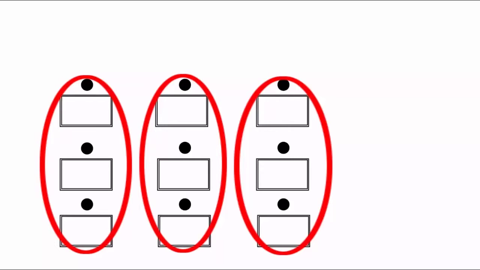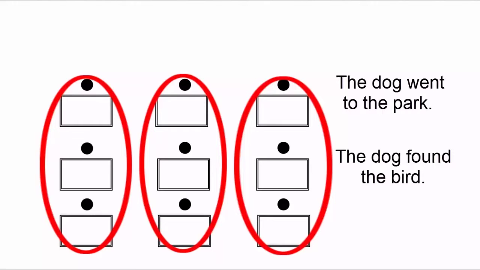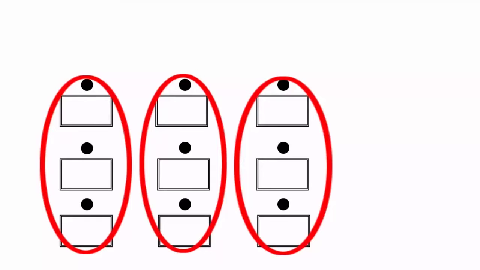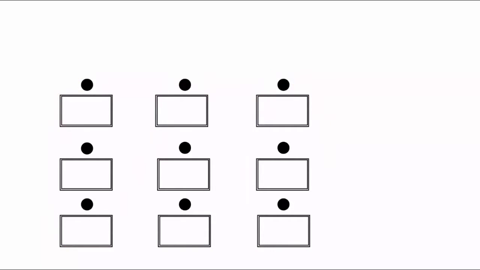And what I'll do is I will have three sentences in my head, such as the dog went to the park, the dog found a bird, and the dog ran to the bird. Three separate sentences depending on the level of proficiency that my students have. This is primarily for an English class, but you could also do this for any other kind of language-based class where you maybe need to cool down or warm up before doing some other activity that requires more rigorous thinking.